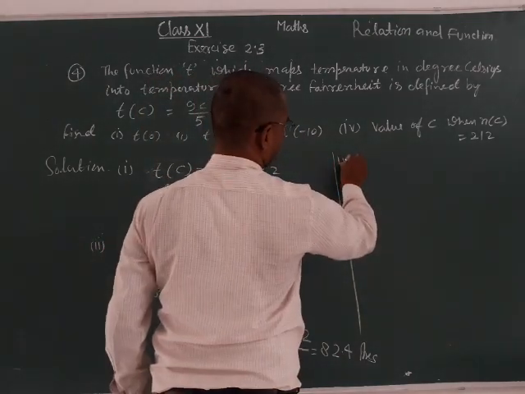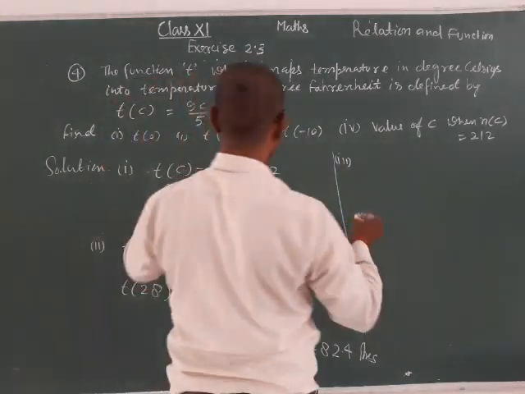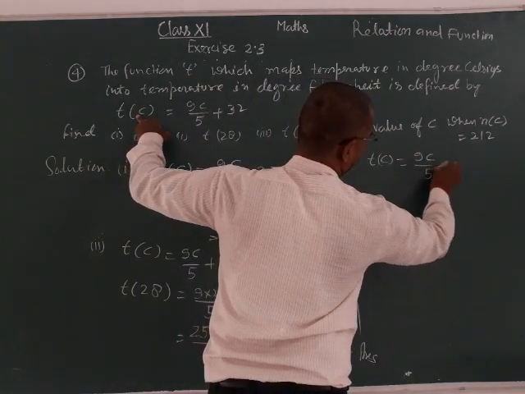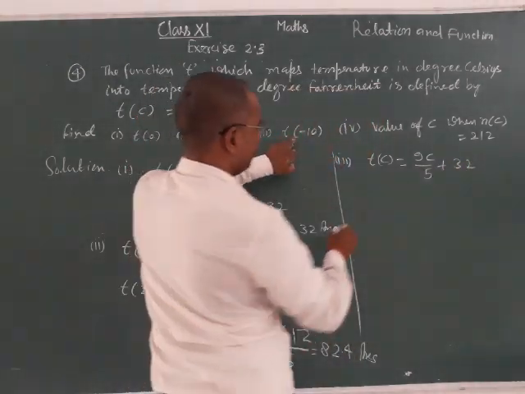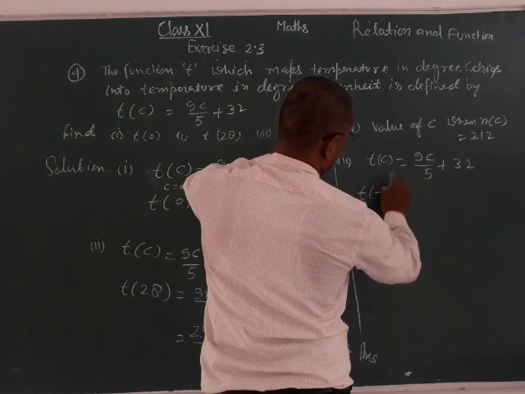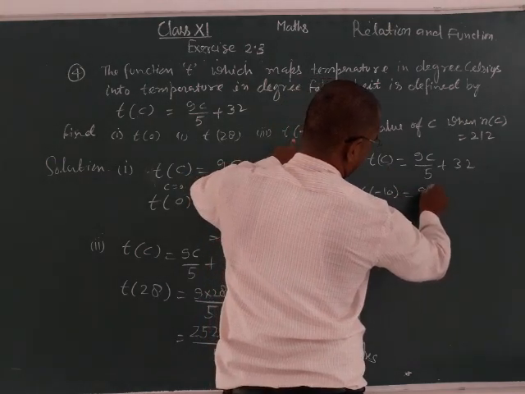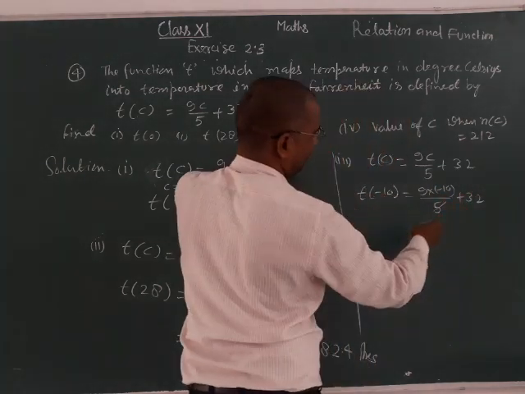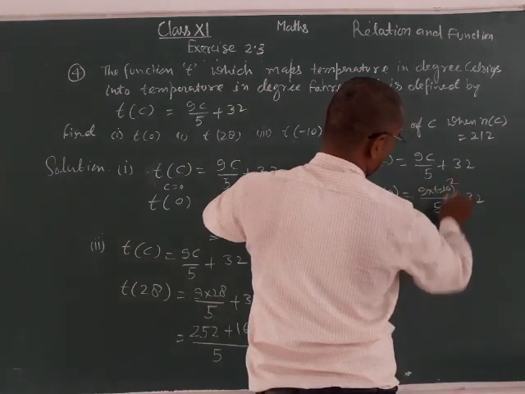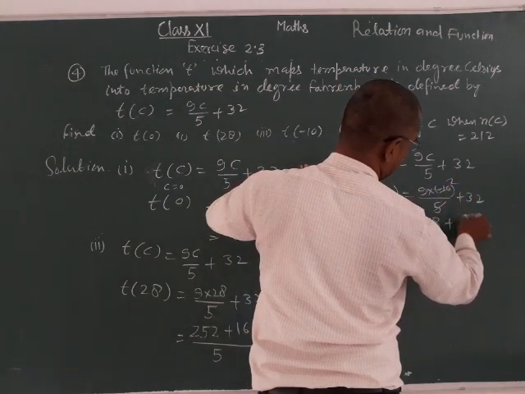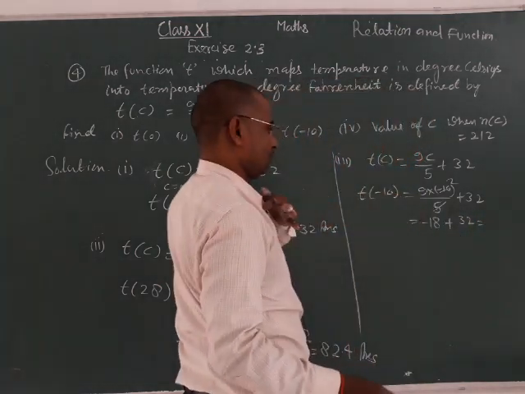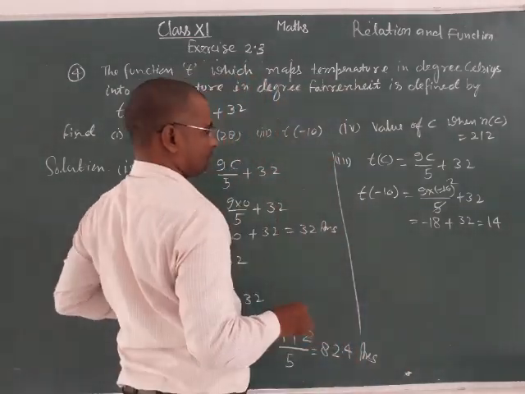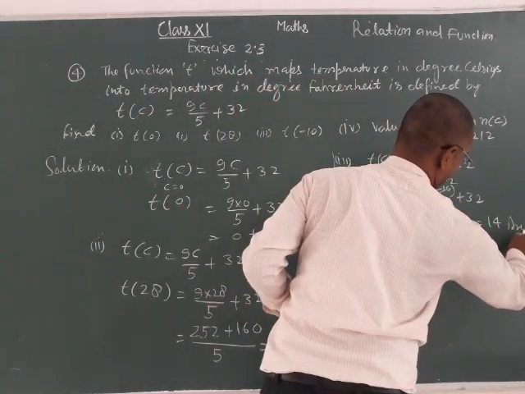And also part third. Given function T(C) = 9C/5 + 32. So the value, T where C is equal to minus 10: 9 into minus 10 upon 5 plus 32. So 5 times 2 is 10, 9 times 2 is 18, minus 18 plus 32 is equal to 14. This is the answer.